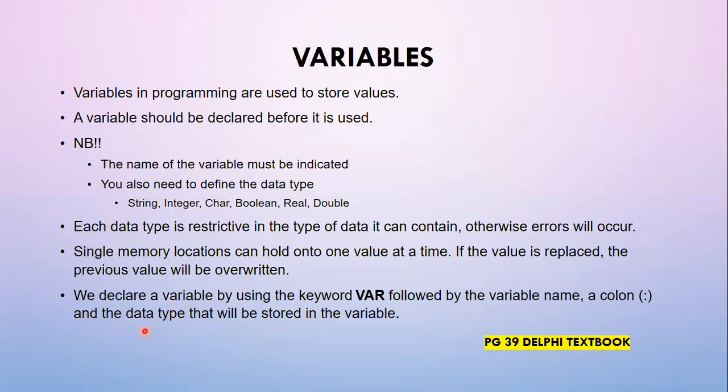We declare a variable by using the keyword var for variable, followed by the variable name and a colon, and the data type that will be stored in the variable. This comes from page 39 in your Delphi textbook.